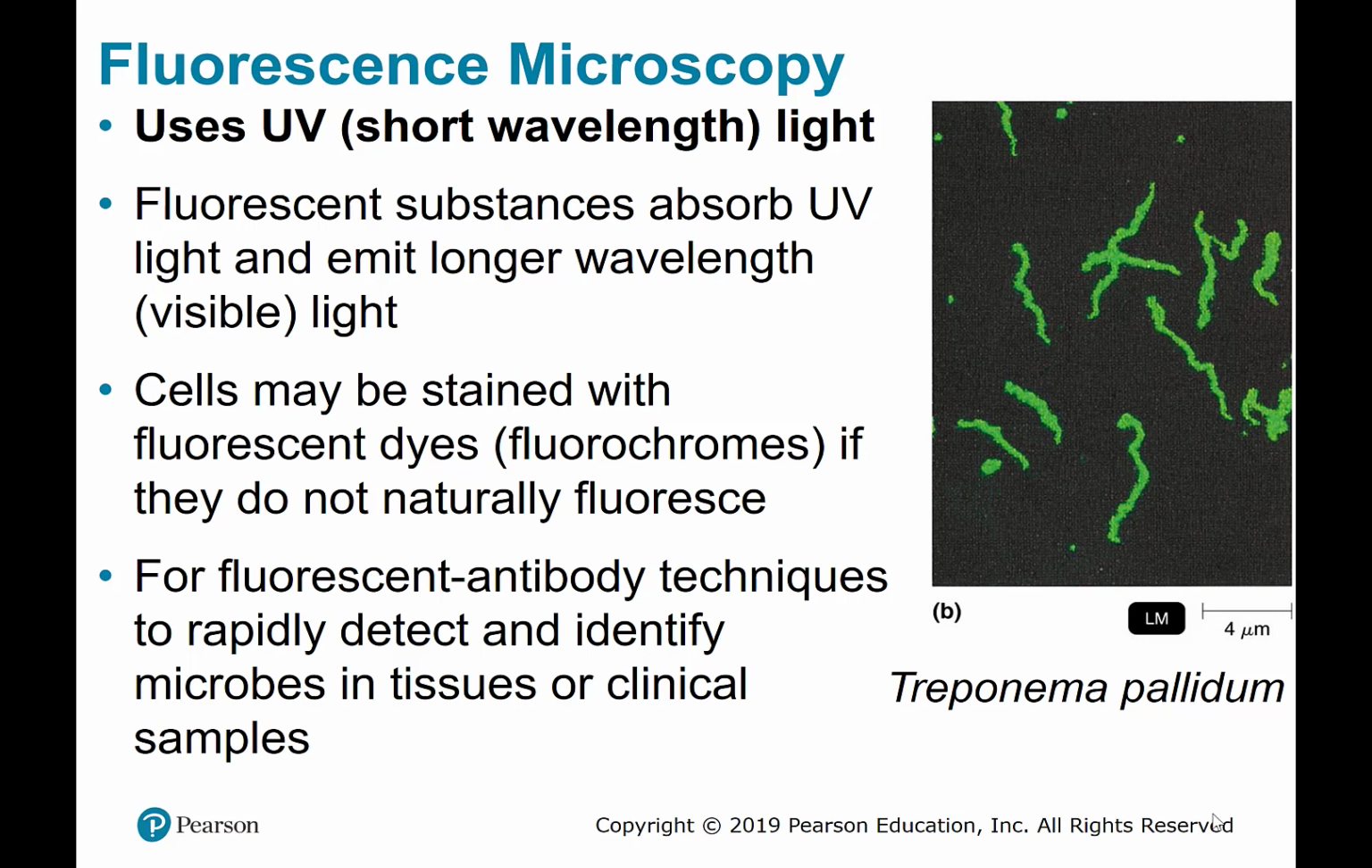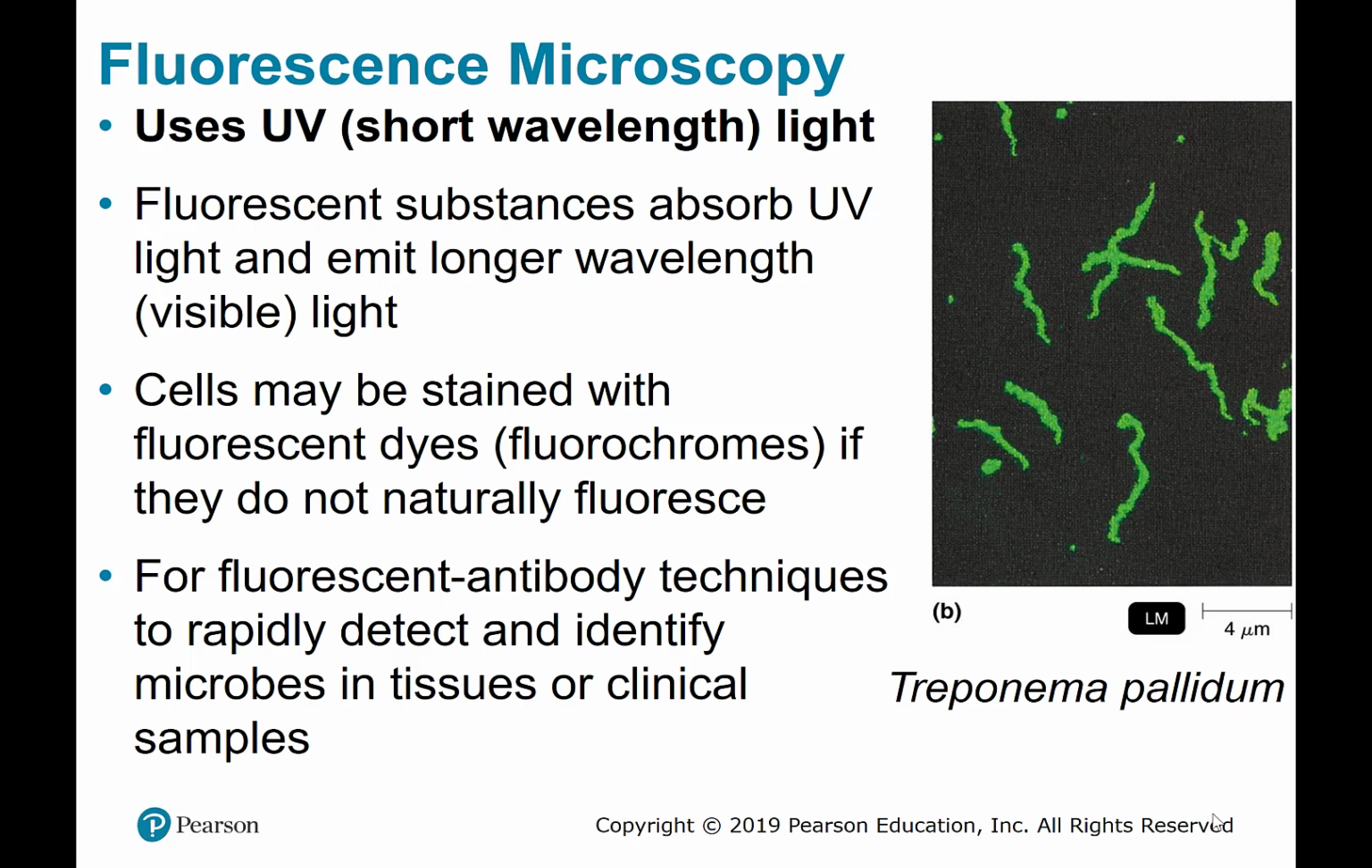Some organisms are going to be naturally fluorescent. So there's some species within the genus Pseudomonas that are naturally fluorescent. So they're naturally going to absorb UV light and emit visible light that can be seen. You can use dyes that are known as fluorochromes, or fluorescent dyes that do naturally fluoresce. And there's various fluorochromes that are going to emit various colors of visible light, and there are different fluorescent dyes or fluorochromes that are going to have different affinities for certain microorganisms.